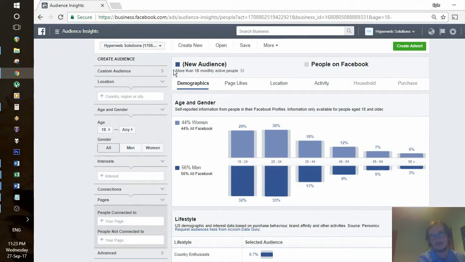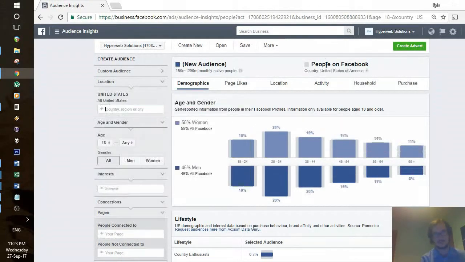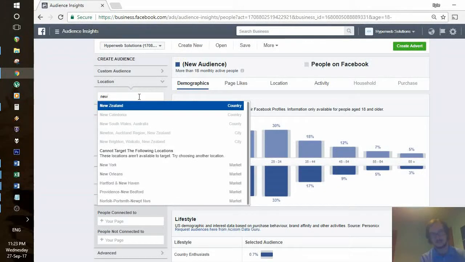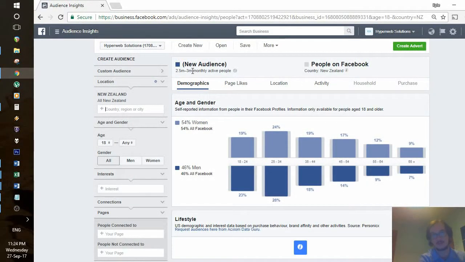So if you didn't know, Facebook has more than 1 billion monthly active people using Facebook. So that is quite a lot of people. If we were to look at a country like the US, that number goes down to around between 150 million to 200 million active people on Facebook. Now, here's where it gets interesting, because when we go to countries like New Zealand, obviously a smaller number because we're a smaller country, but that's still access to 2.5 million to 3 million people using Facebook monthly. So that's still quite a good amount of people you can advertise to.